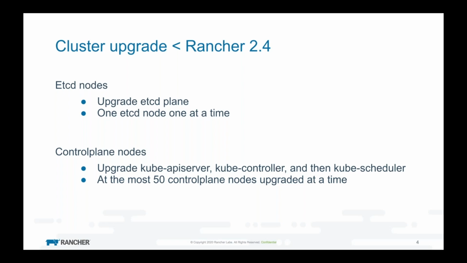Now, for the upgrade of the control plane, at the most 50 control plane nodes get upgraded at a time. Again, this is for a cluster before 2.4. Usually, clusters don't have as many as 50 control plane nodes, so it ended up being almost in parallel.